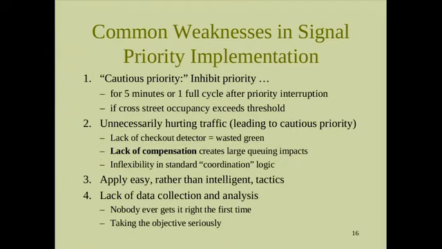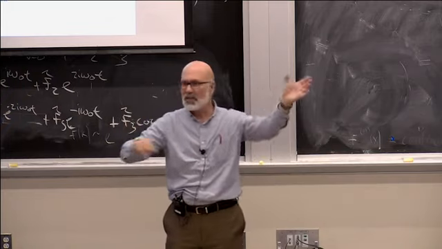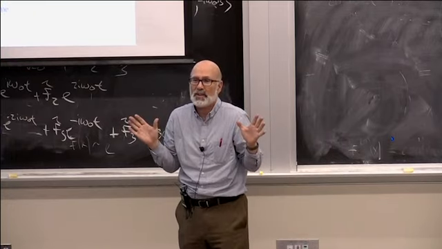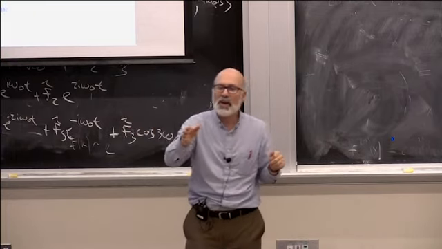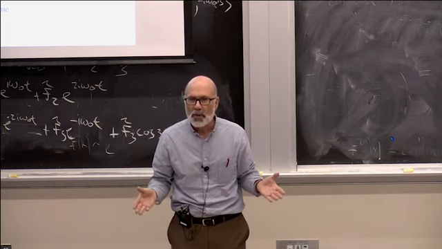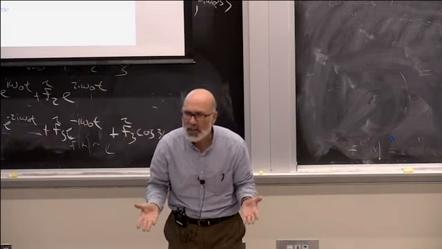Okay, before I go into more tactics, let me go through this list of common weaknesses in trying to do it. One weakness that I've seen a lot here in the U.S. is what I call cautious priority. They put all this equipment into the transit priority system, but the traffic engineers are so afraid it's going to screw up traffic that they'll say, once we give priority to a bus, we inhibit the whole system for 5 minutes to give the signal a chance to recover. Or we inhibit at least for another cycle.